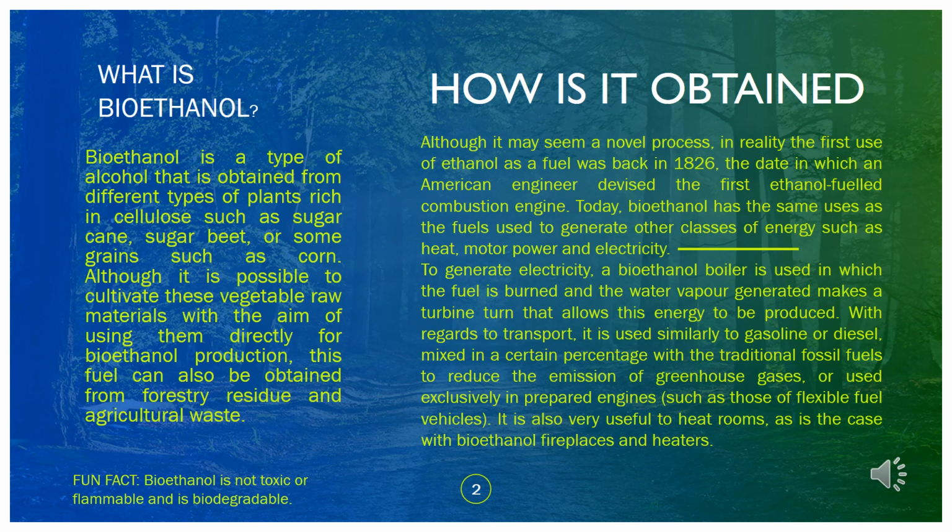So, now how is it obtained? Although it may seem a new process, in reality, the first use of ethanol as fuel was back in 1826. That was when an American engineer made the first ethanol fueled combustion engine. Today, bioethanol has the same uses as the fuels which are used to generate other classes of energy, such as heat, motor power, that is for transportation, and electricity. To generate electricity, a bioethanol boiler is used, in which the fuel is burned and the water vapor generated makes a turbine turn that allows this energy to be produced.